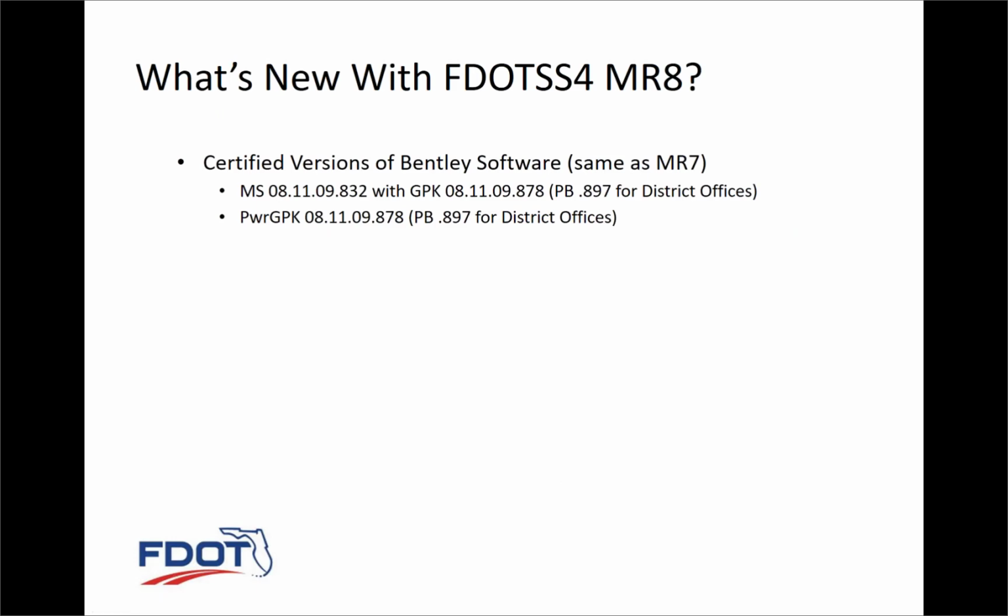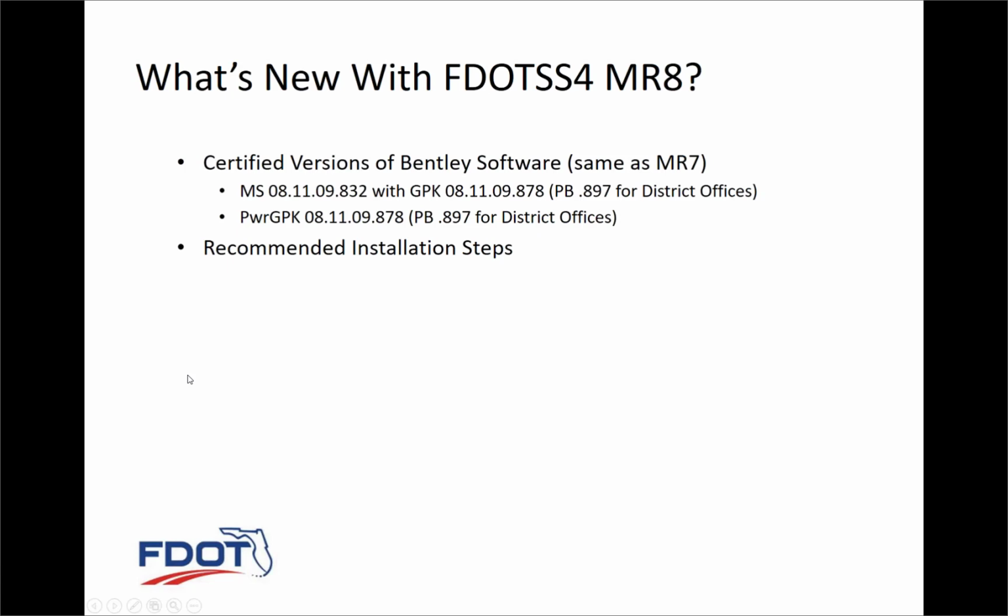Just like the last release, MR7, the FDOTSS4 MR8 has been certified to run with MicroStation 08 1109 832 with Geopack 08 11 09 878. The district offices are using priority build 897, but functionally both of those will work, and we're recommending the consultants use 878. That's to say, if you're using Power Geopack, you should use 08 1109 878, and of course the district offices are using priority build 897 that's available to them.